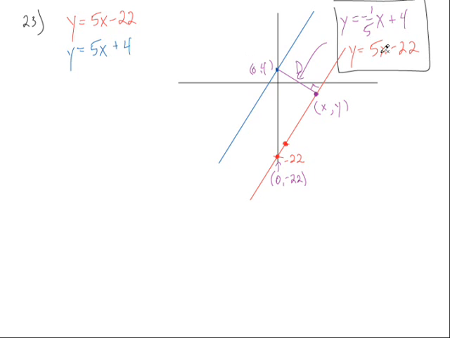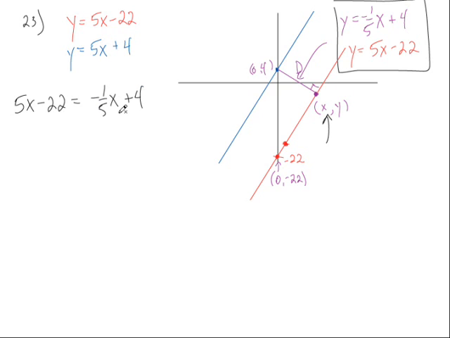All right, so let's do this. Let's take these two, set them equal to each other, and solve for x and y. Why are we solving for x and y? Because we're trying to find that point right there, that point of intersection, so we can put it into our distance formula. We good? Let's do that. I'm going to come over here. I got a little more room. So 5x minus 22 equals negative 1/5 x plus 4.